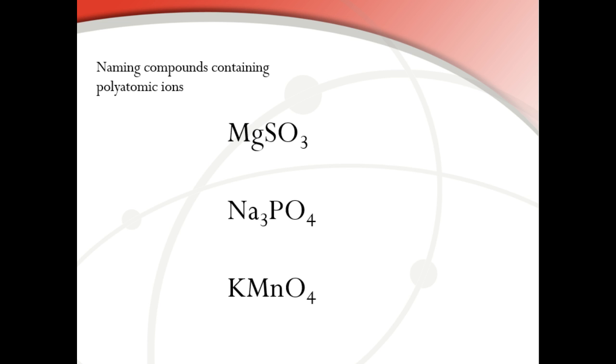Well, it's a little different than binary ionic compounds in that all we have to do is name the metal and then the polyatomic ion, because the polyatomic ion already tells us how many oxygens there are and it differentiates between things. So all we have to do is name them.